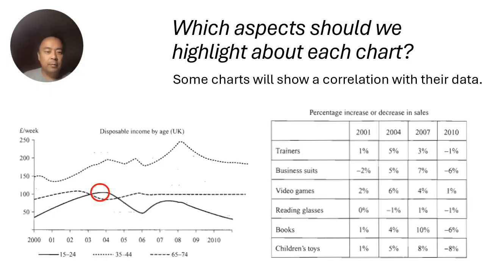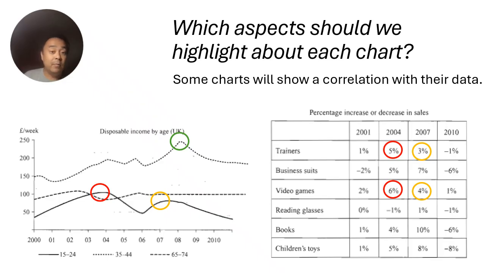For the youngest age group, wow, there's a peak in how much money they could spend in about 2004. This seems to connect with a bump from 2001 to 2004 in trainers and video games. That sounds like the kind of thing that young people might like to spend their money on. We also see another peak later on in 2007, 2008. This seems to correlate with a minor bump here in trainers and video games in 2007. I see a connection.